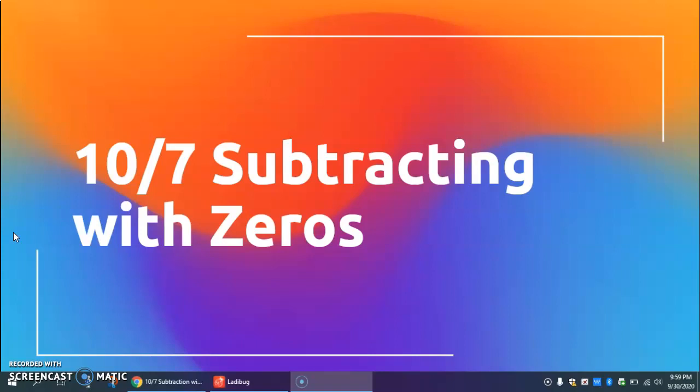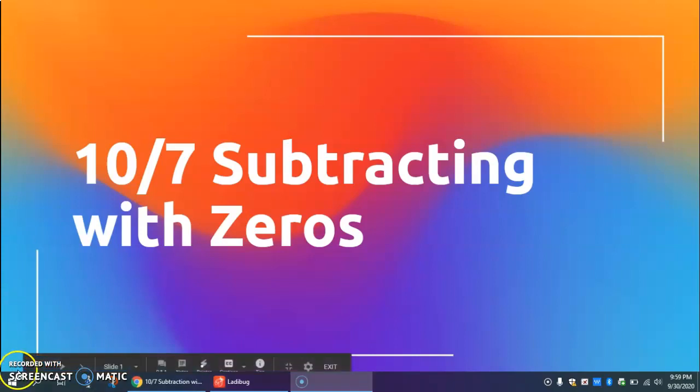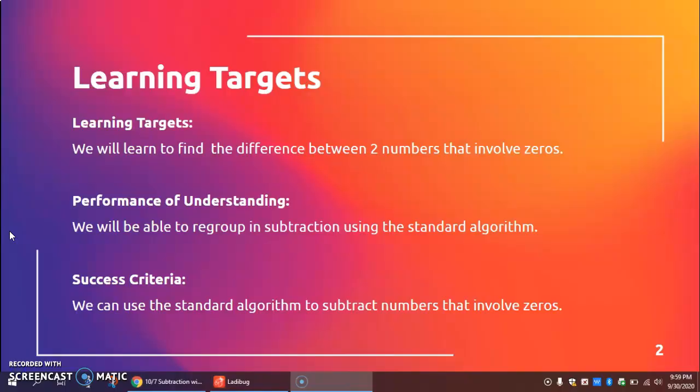Really quick, if you don't have a piece of paper, a pencil, or a notebook that you're going to use to take notes, please go ahead and grab it now so that way you can follow along and write your steps. So here are some of the things we're going to be talking about.